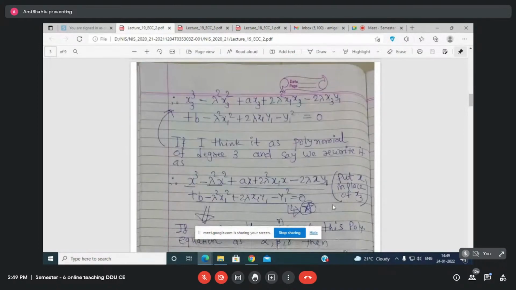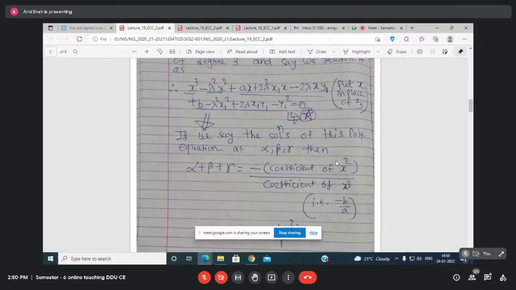Now see, when you observe here, if I think of it as a polynomial of degree 3, then we will rewrite it this way. So I'm arranging the terms in this way. If I'm considering it as a polynomial of degree 3, I'm putting x in place of this x3, so I'm getting this type of equation. Which type of equation? All of you know the polynomial equation, a x cube plus b x square plus, let's say, considering this term as c x plus this term as d. So it is a polynomial type of equation.